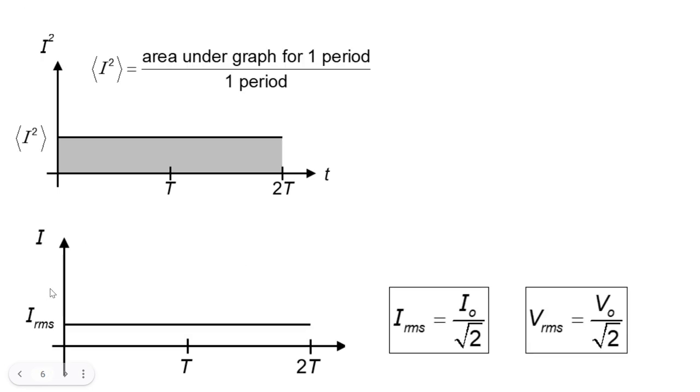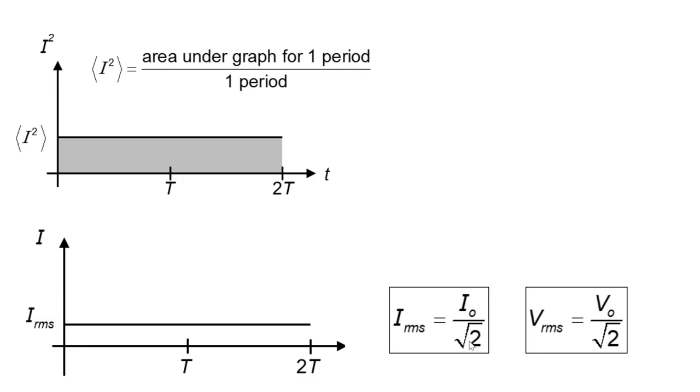Then I square root I naught square over 2. What do I get? You square root the whole thing. I naught square becomes I naught. The denominator, you have a 2, becomes square root 2. That's how I get this value over here. That's why this is I naught over root 2.